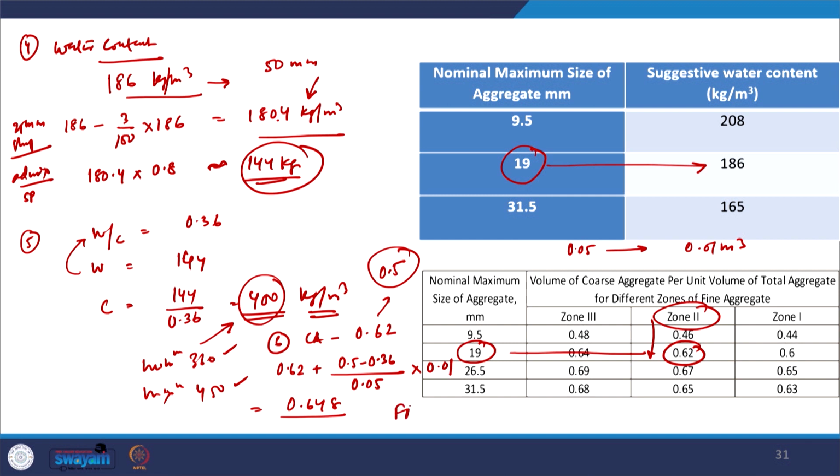So, therefore, fine aggregate becomes equal to 1 minus 0.648, which is equal to 0.352, per unit volume of total aggregate. So, this is the proportion which we have got. Now, the next step is checking the gradation. We have to ensure that for the given coarse aggregate blend and the zone 2 fine aggregate which we are using, we are able to reach the combined gradation which we have already discussed in the last class. And then finally, we will have the proportions with us.